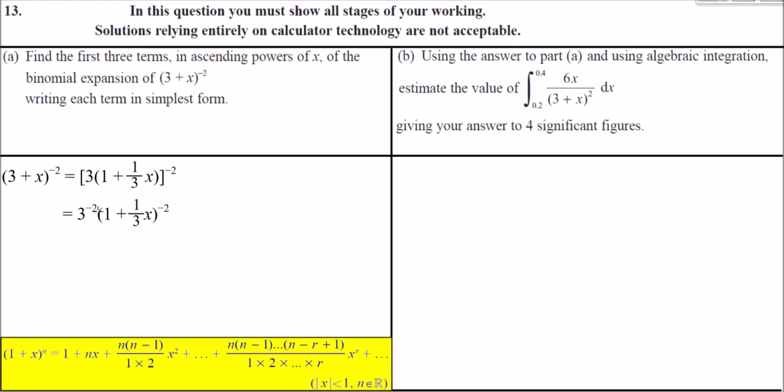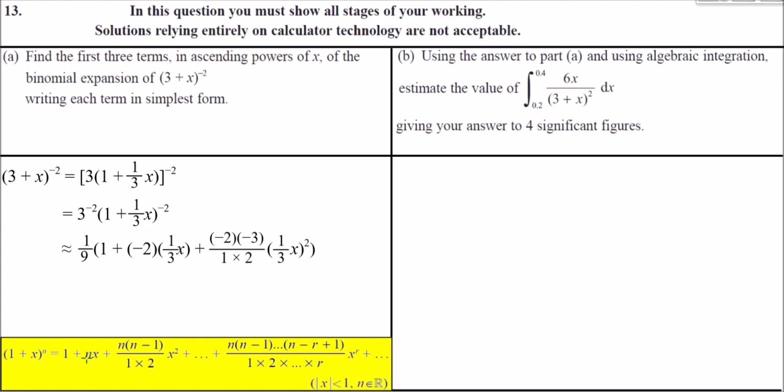3 to the minus 2 is the same as 1 over 3 squared, so that's just 1/9. So it's going to be 1/9 of the binomial expansion of this up to the first 3 terms. So now we're going to truncate it to the first 3 terms. So if we take the binomial expansion to the first 3 terms, this will be approximately equal to 1/9 multiplied by this. So the first term is 1, hence there.